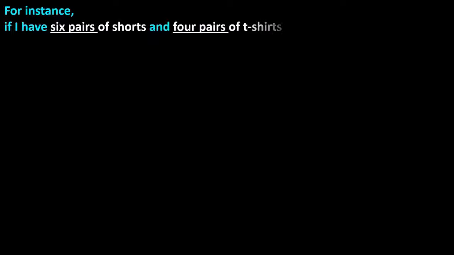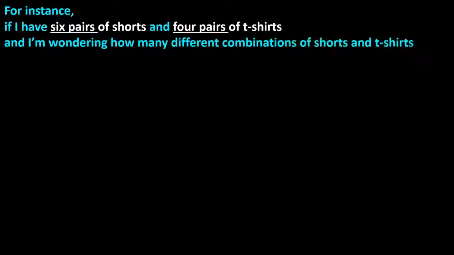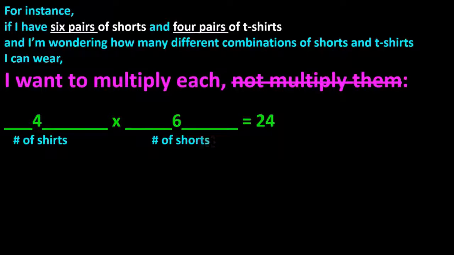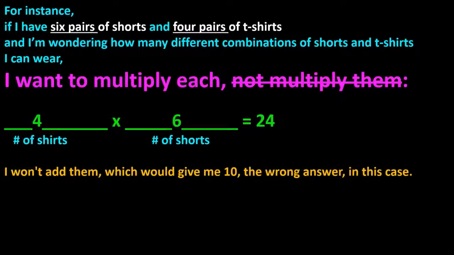For instance, if I have 6 pairs of shorts and 4 t-shirts and I'm wondering how many different combinations of shorts and t-shirts I can wear, I want to multiply them, not add them. 4 multiply 6 equals 24. To give you an idea of how a combination can show up along with the fundamental counting principle.